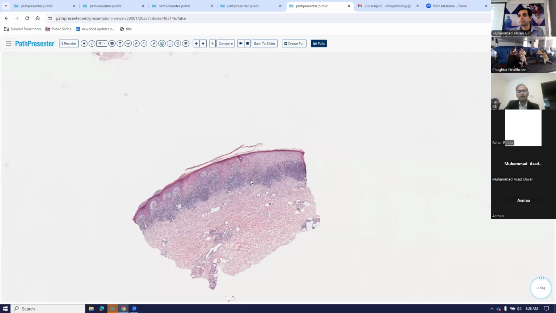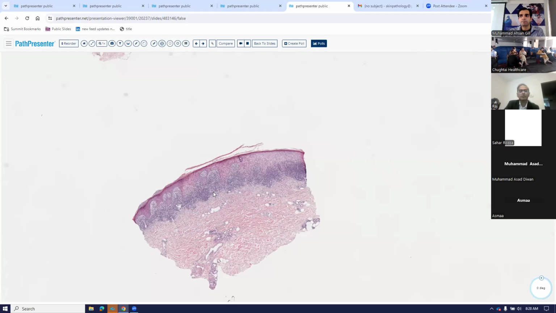And remember, lichen planus is supposed to not have any parakeratosis on the top, and it is not supposed to have any eosinophils in the infiltrate. So you have to always look at this at high power and then see if you see any eosinophils in the infiltrate. If you see eosinophils, then most likely it is a lichenoid drug eruption. It is not lichen planus.